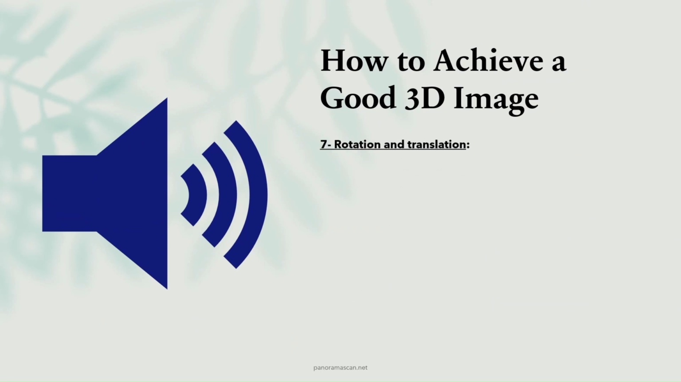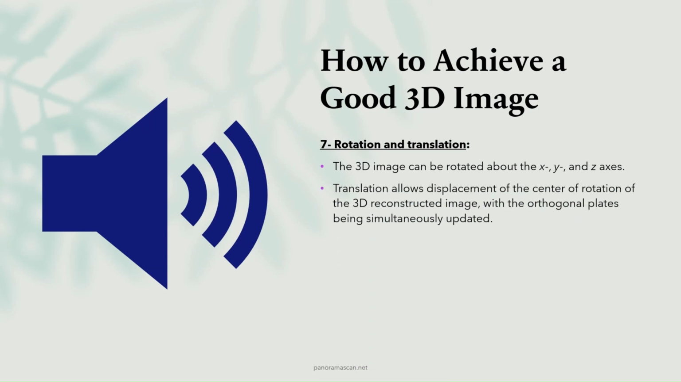After the volume data is captured and displayed in the multiplanar view, the 3D image can be further manipulated using rotation and translation techniques. Rotation allows the sonographer to rotate the 3D image around all 3 axes X, Y, and Z. In addition to rotation, translation allows for the displacement of the center of rotation of the 3D reconstructed image. This means that the operator can shift the focal point of the 3D model, and the orthogonal planes, transverse, sagittal, and coronal, will be simultaneously updated to reflect this change. Translation is useful for refining the position of the scan volume and enhancing the visualization of specific anatomical areas.